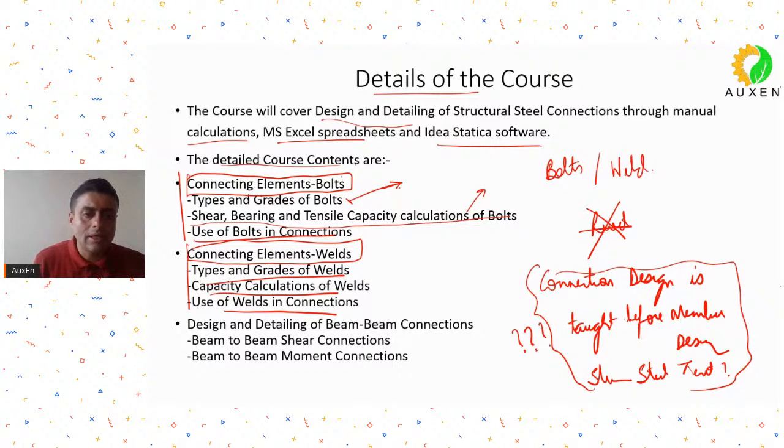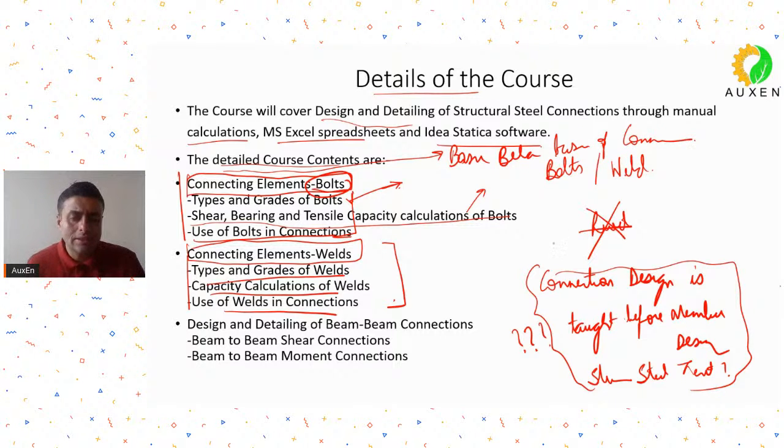Okay, so we will start with bolts, connecting elements. I'm calling it the connecting element. We will see the type and grade. We will calculate the capacity, and we will understand the use of bolts in connections. Then we will go to welds. Of course, before this, I think I have missed a point over here. We will also understand the basic behavior, and we will have a discussion on the basics of different types of connections. So actually, this will be our starting point, understanding the behavior. I think I forgot to mention this.